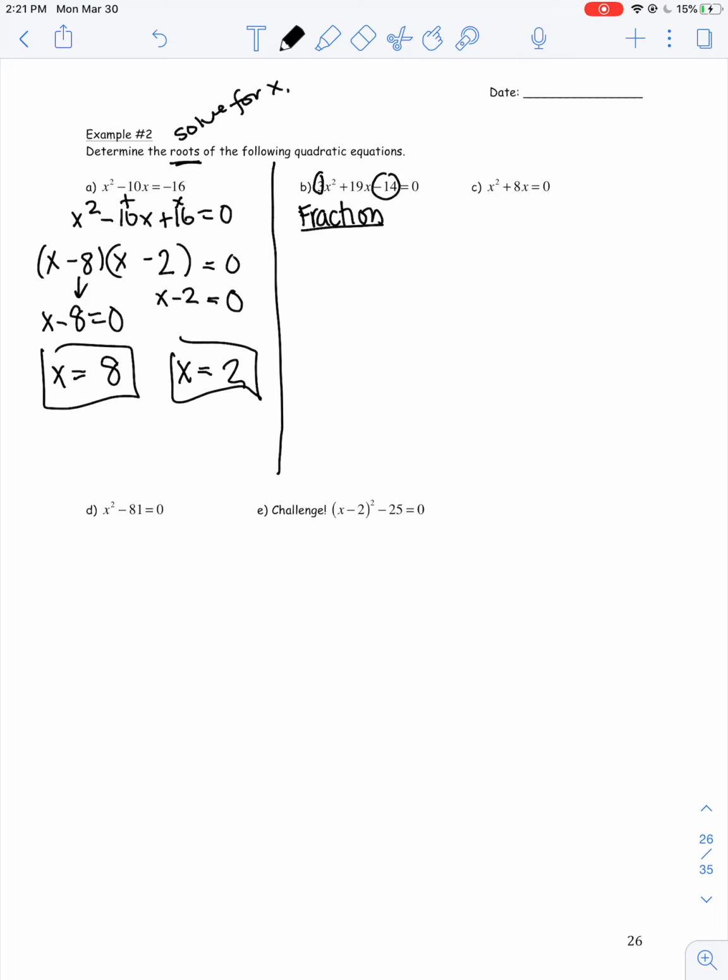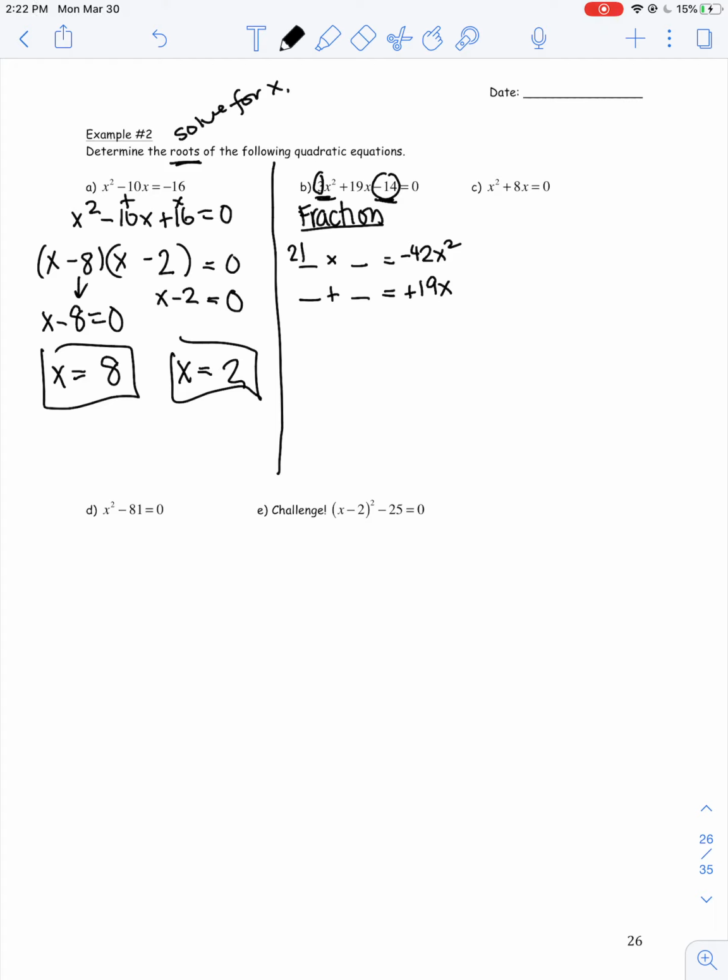If you like the fraction method, what you would do is you'd always multiply your first and your last term together. So these 2 need to multiply together, even the variable. So I would have 3 times -14 gives me -42. So I have to find 2 numbers that multiply to -42x squared. So that's the first and the last. That's how I got that. And it always has to add up to the middle, meaning +19x.